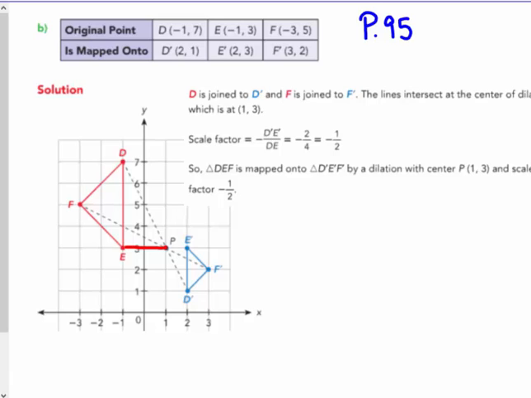And you can see that it would also go through that center of dilation point P, which is (1, 3). And the scale factor: the image, which is in blue here, is 2 units long, and the original is 4 units long. So 2/4 will give me a scale factor of 1/2. And why is it negative? Because they are on opposite sides of the center of dilation.